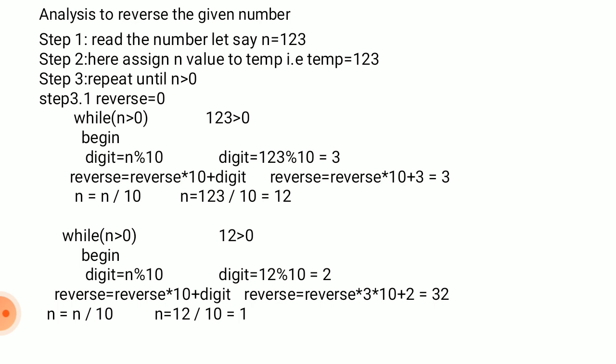So what is the n value? 123. Is 123 greater than 0? Yes, 123 is a whole number, so 123 is greater than 0. If this condition is true, if this condition is satisfied, then begin. So in begin it executes 3 statements.